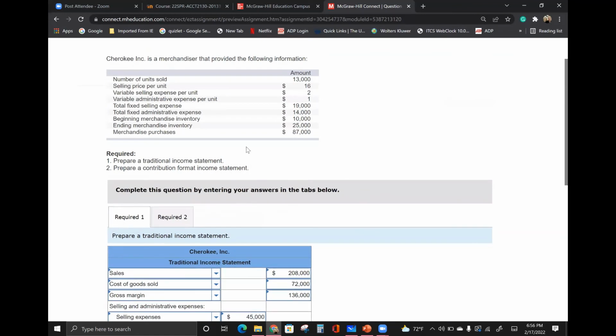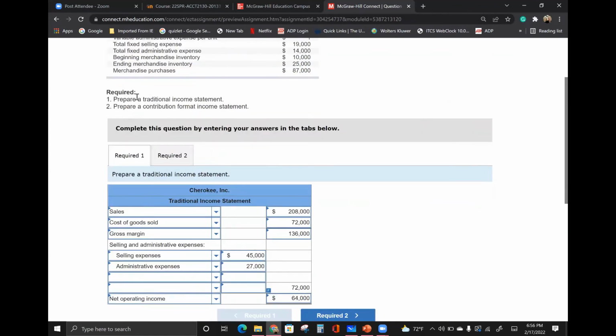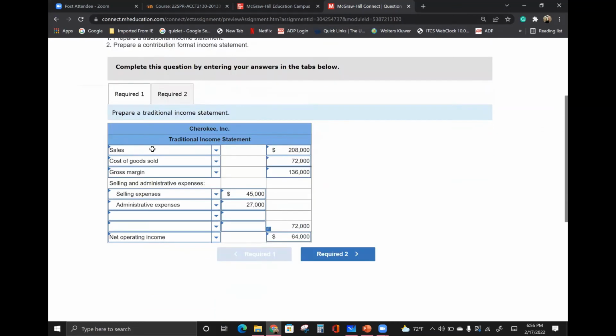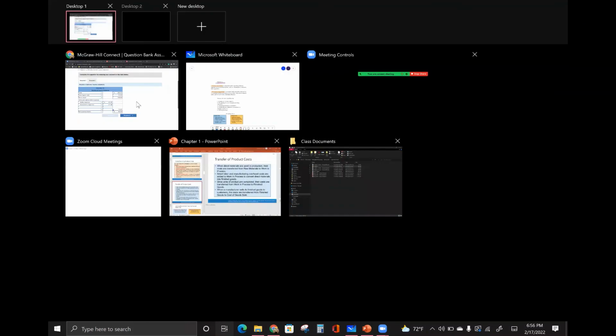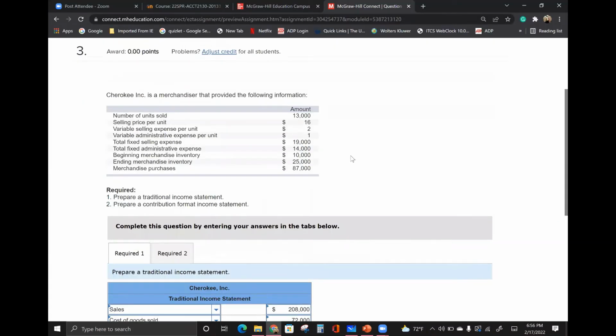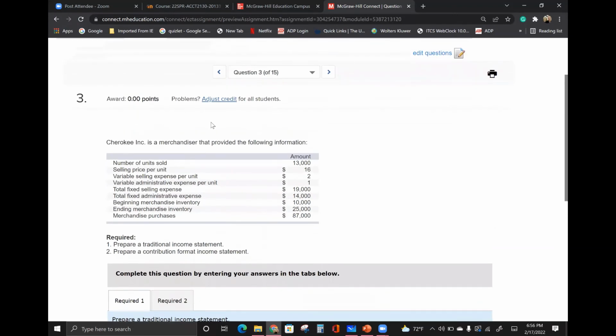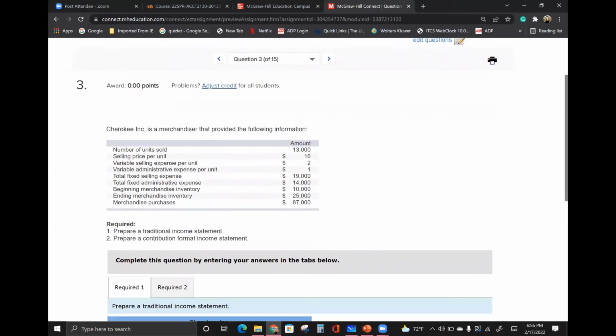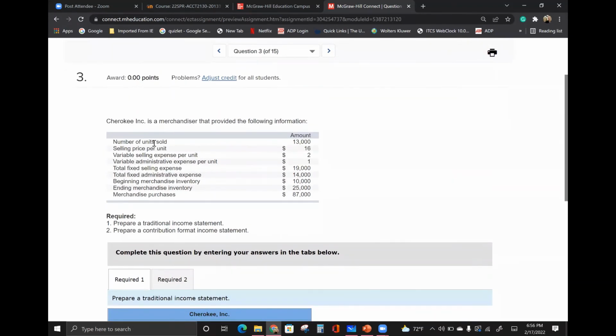Okay, this one is pulling your numbers into a traditional format and a contribution format. So the first one's going to have that cost of goods sold, your selling expenses below. So you'll have to know what to pull in order to put into the format. We have sales. Selling price per unit is $16.